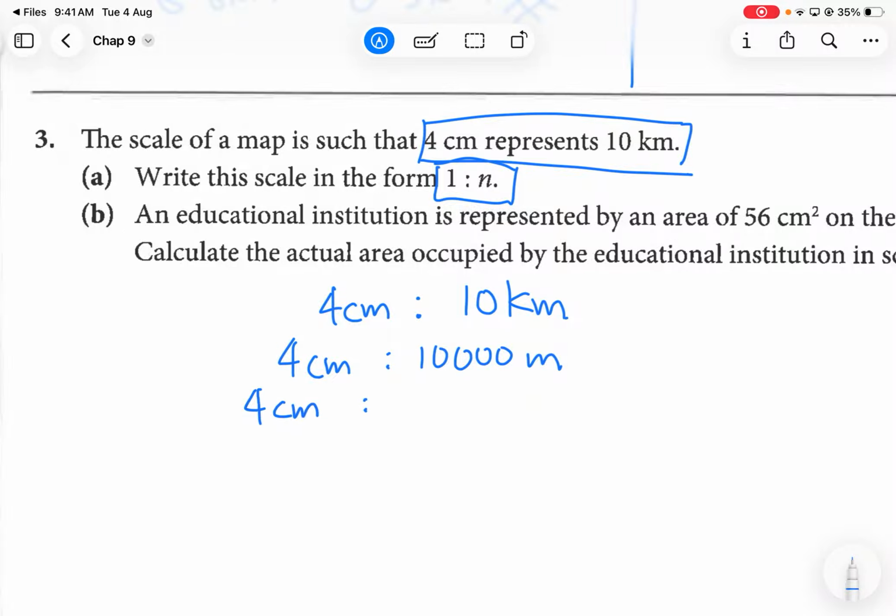This is my scale factor for length. What does this mean? There is a similar figure. Every 1 cm here is 10 cm here. Correct? If I want a scale factor for area, if now I have become a square, 1 cm to 1 cm.